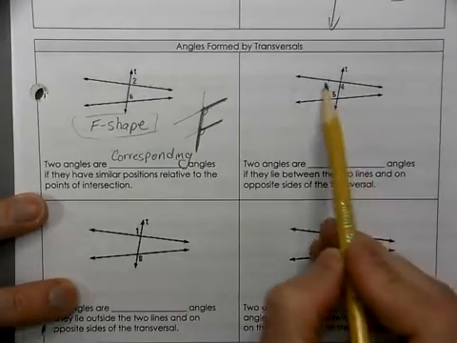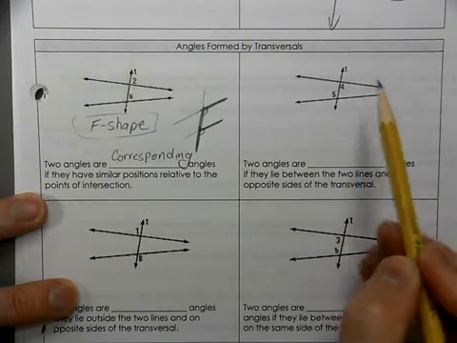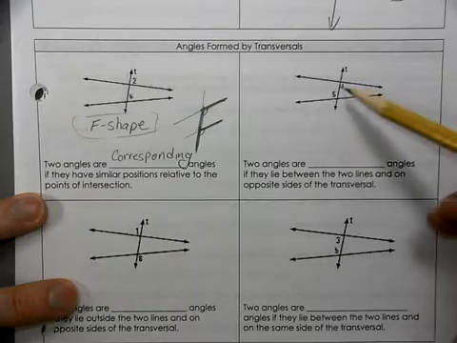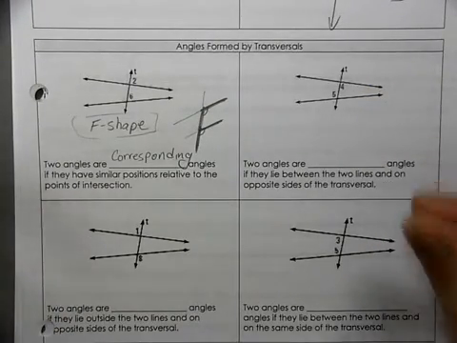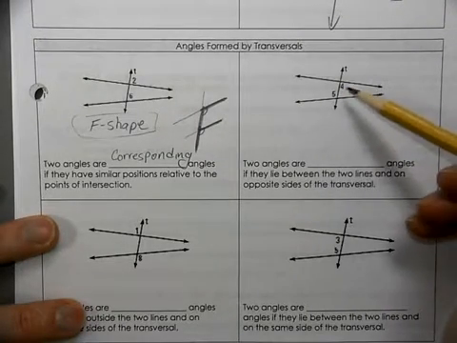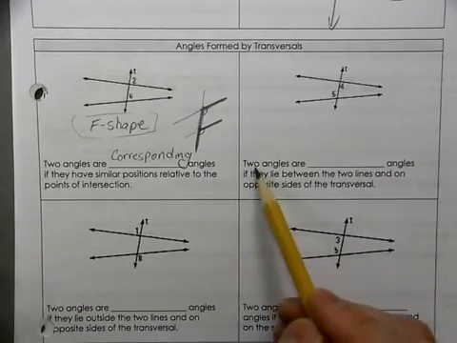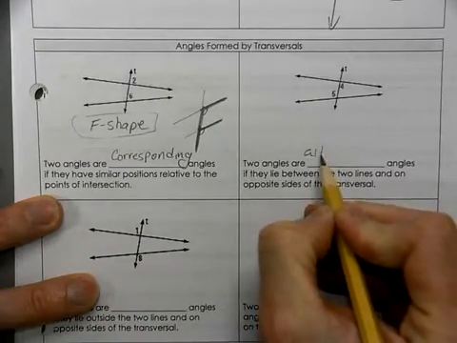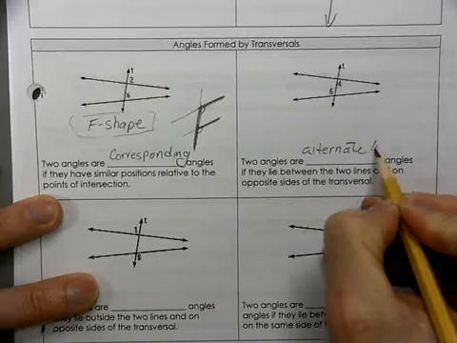Here, notice you have your transversal, you have your two lines. They're both called interior angles because they're in between the two lines. If you squeeze those two lines together, they will get squished. But they're on alternate sides of the transversal. So these two angles are alternate interior.